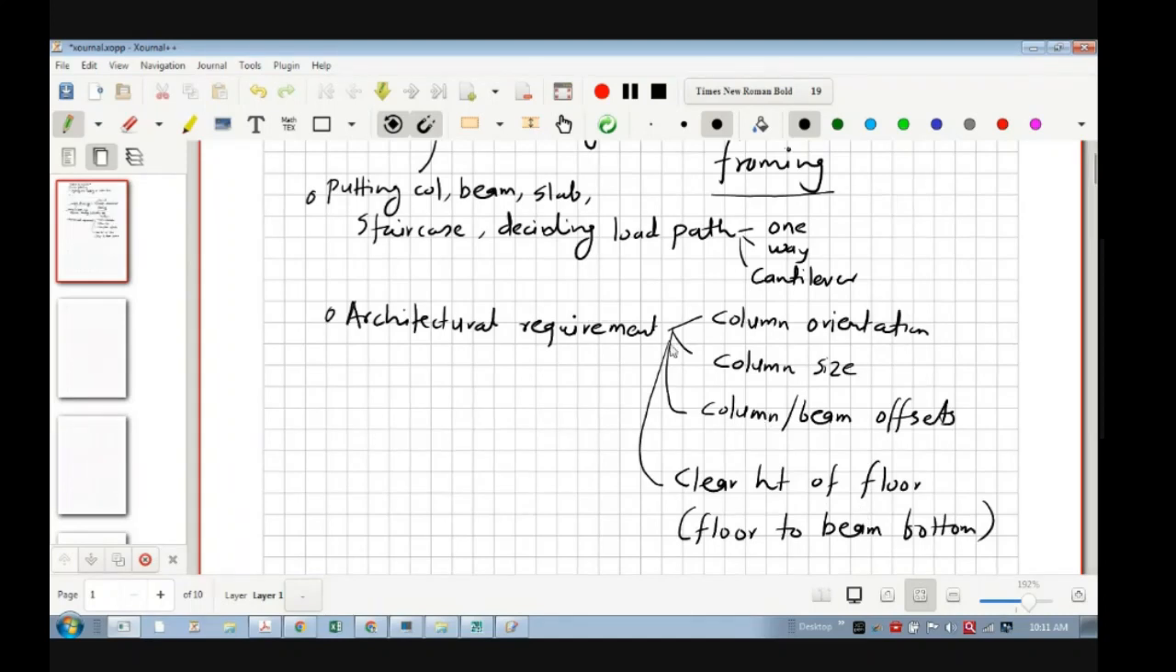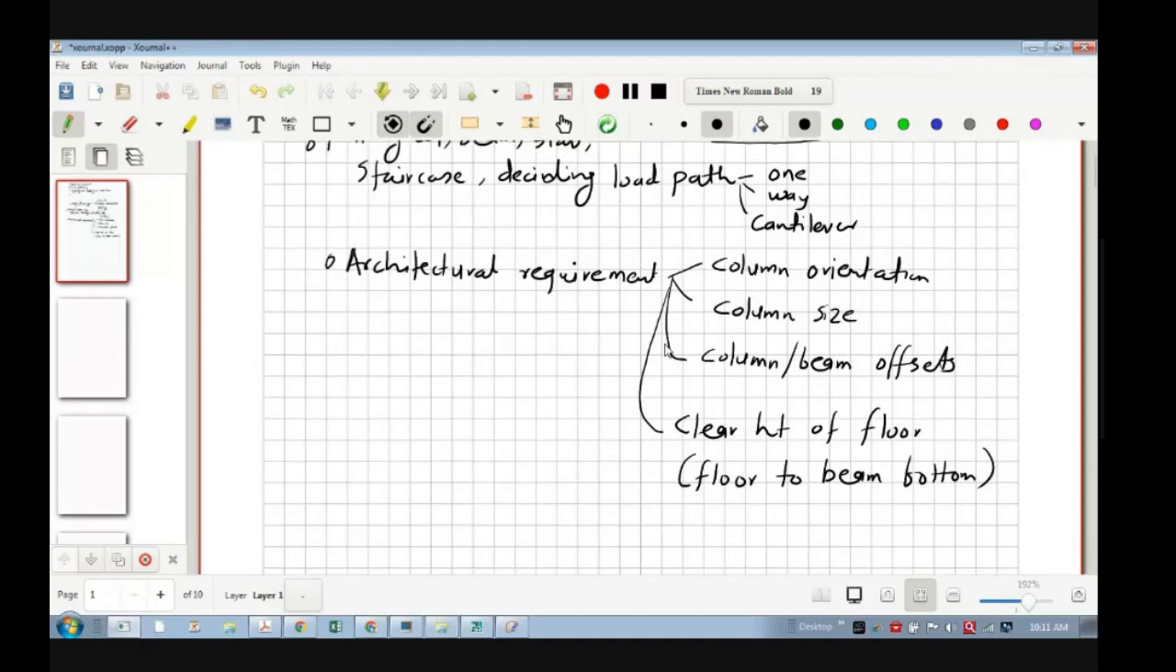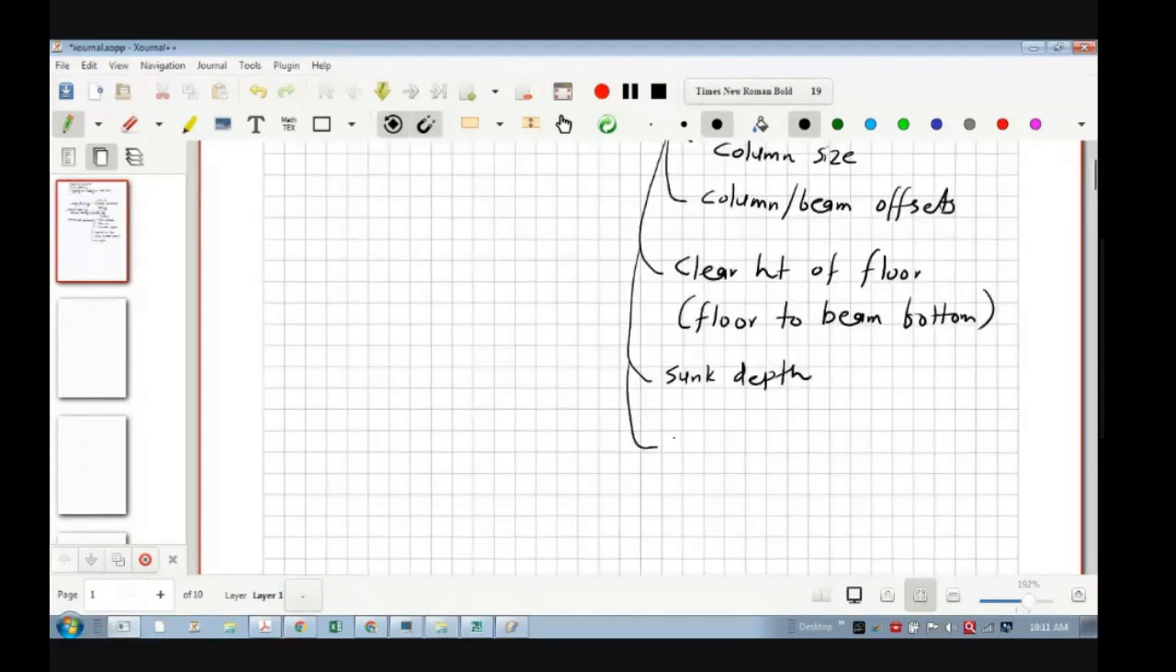Then what else, architectural requirements? Anybody from you, those who are working currently on the projects? Any idea what the architect expects apart from this? Sunk depth. Yes, sunk depth. Then he also expects parking height.